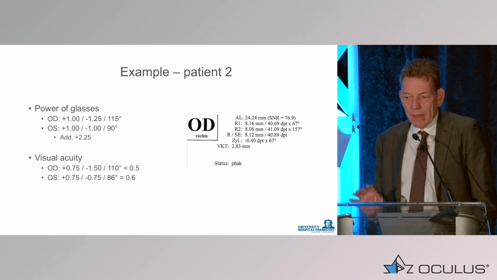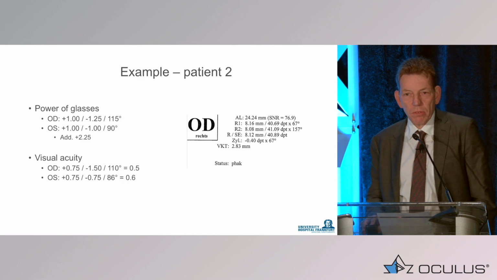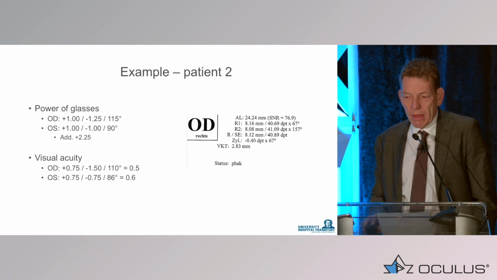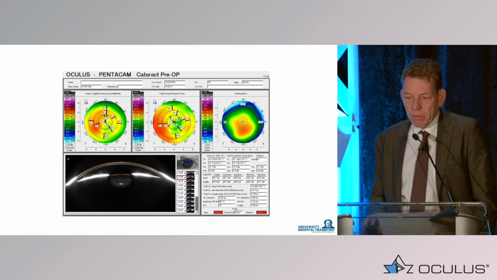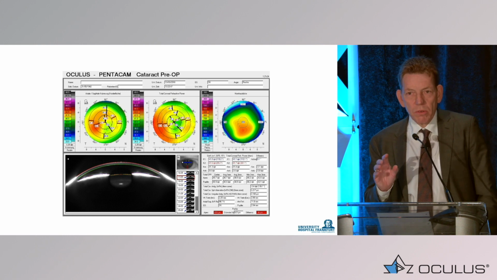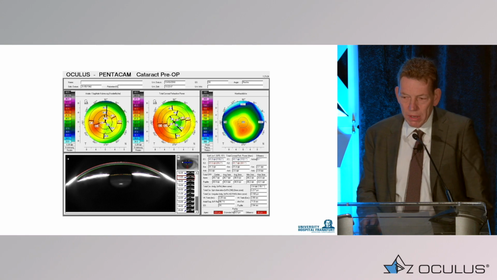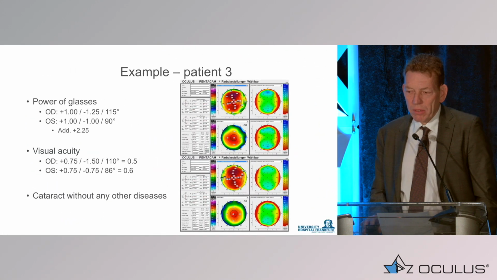Very shortly, 2-3 slides. Example, patient 2, glasses before surgery, +1, -1.25, so astigmatism. Against the rule here, visual acuity was good. You look at the right side, just the overall measurements with the IOL Master. But we looked here at the Pentacam and looked at the outcome, always looking at the total corneal refractive power, and basically then putting this into our calculations.